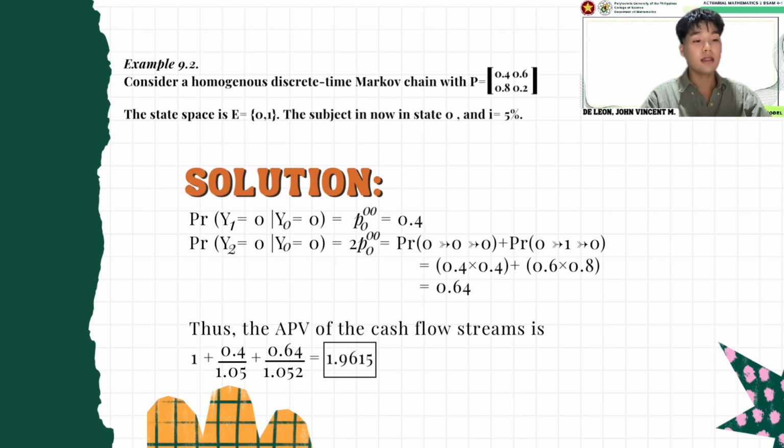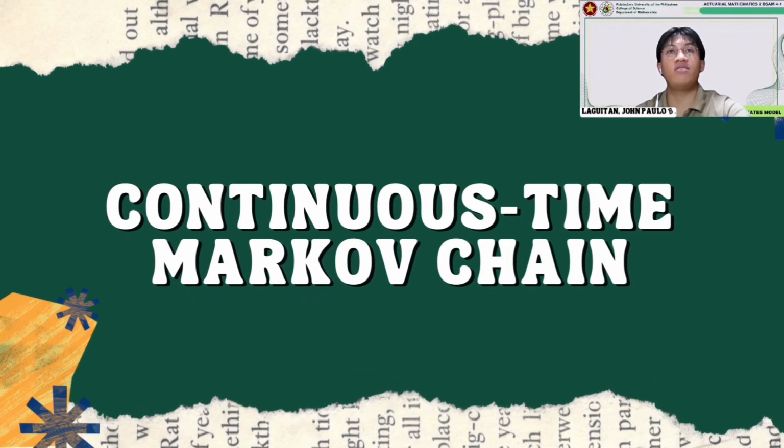So we have the probability of 0 transitions to 0 plus the probability of 0 transitions to 1 to 0, which is 0.4 times 0.4 plus 0.6 times 0.8, which is 0.64. Thus, by the formula of the APV of the cash flow streams, we have 1.9615.